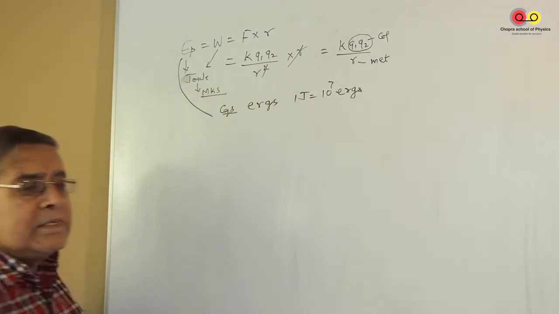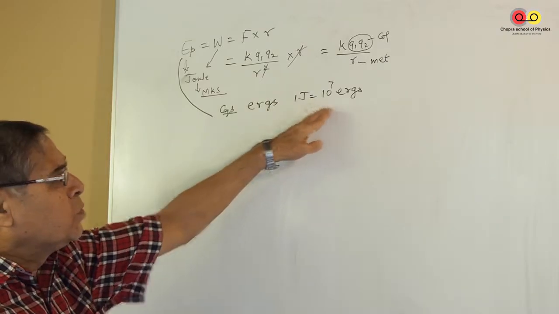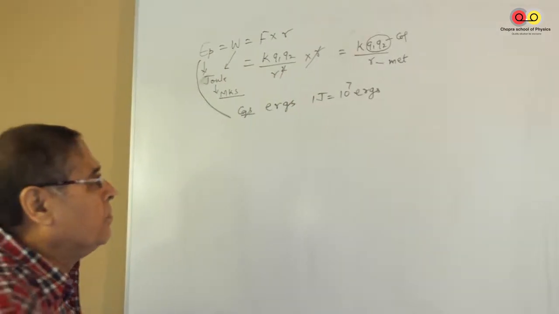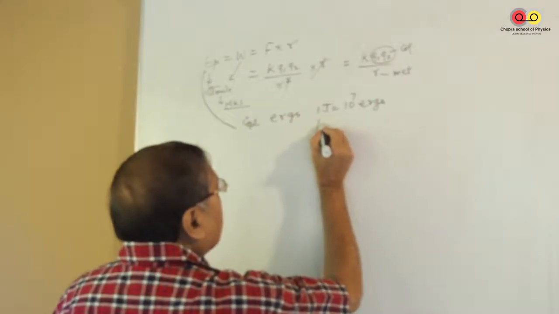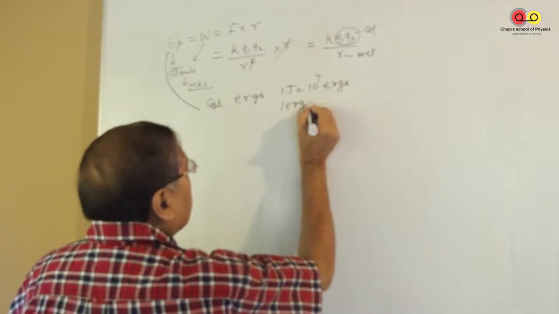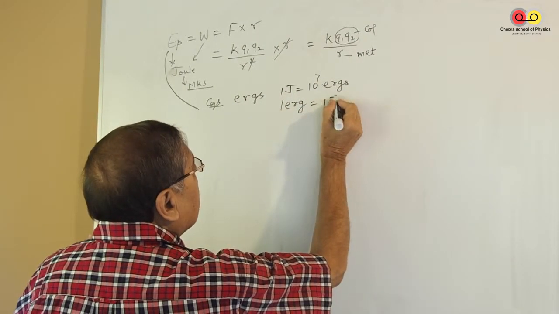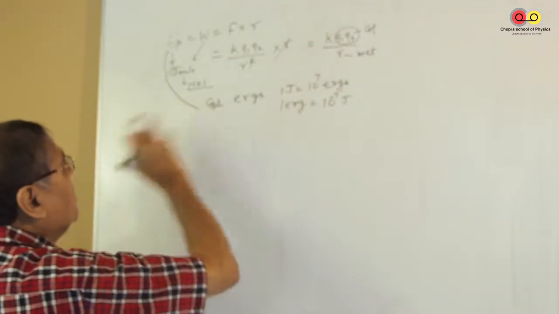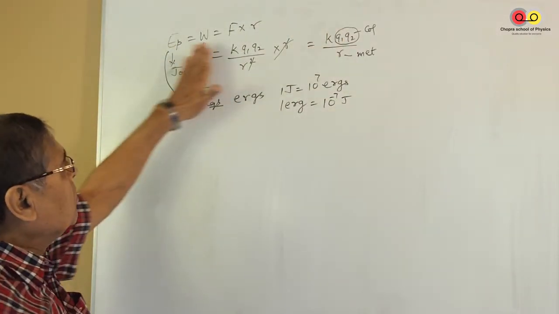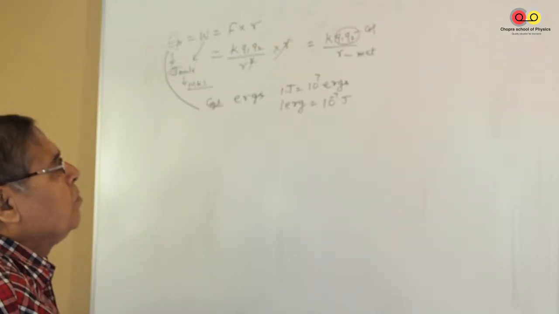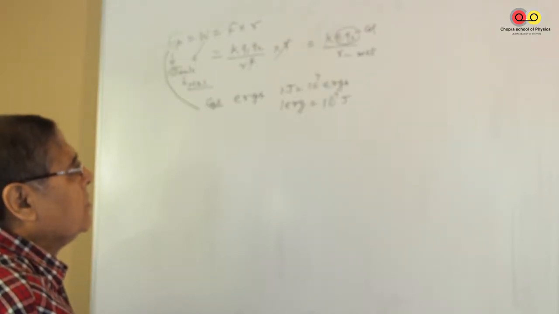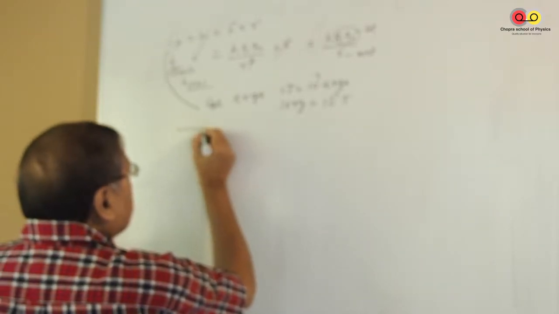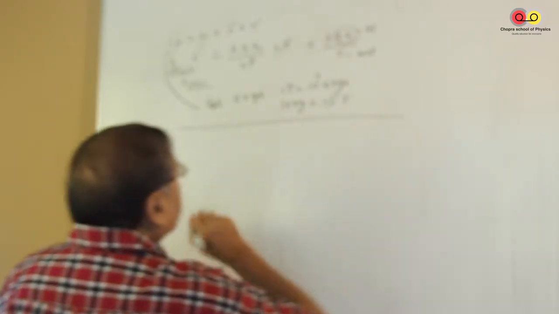This is not given in the examination. You are supposed to remember this well. And 1 erg is 10 to the power minus 7 joules. So this concept is clear to you. This is all about electrical potential energy. And now we are further proceeding with permittivity.